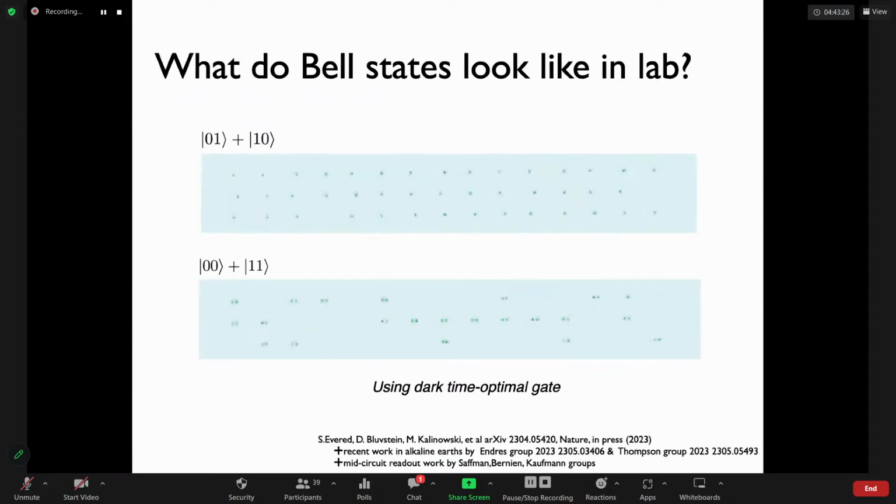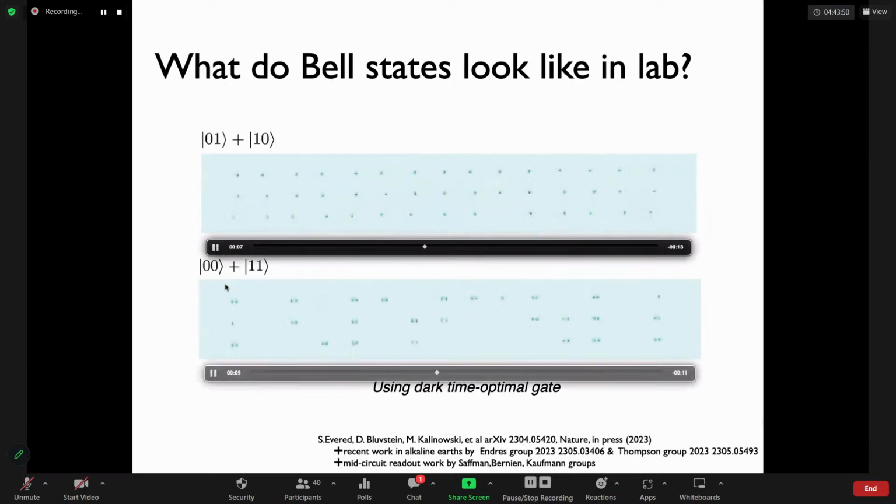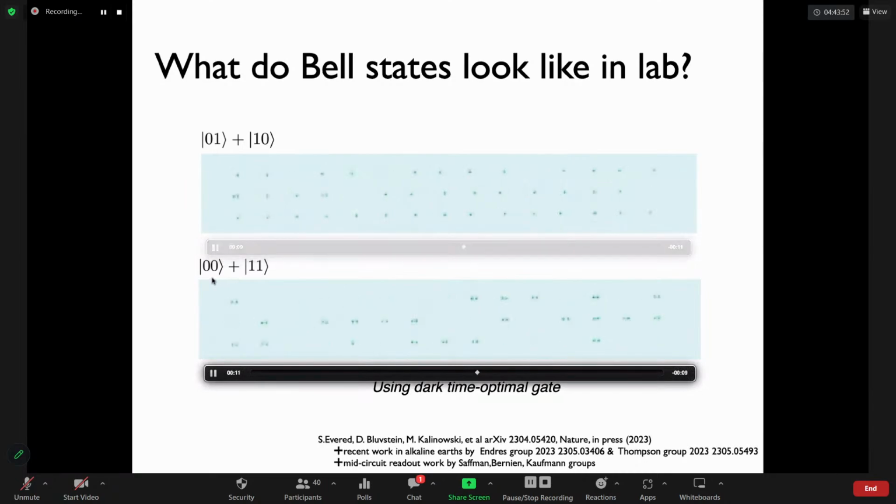To give you a little bit of a sense, here is what we see in the lab. Here we prepare, in this case I think some 90 Bell states in parallel. In one case, we prepare 0,1 plus 1,0. And when we image the atoms, we only see one state, so you see only single atoms appear. In this case, we prepare 0,0 plus 1,1. So here atoms appear in pairs.